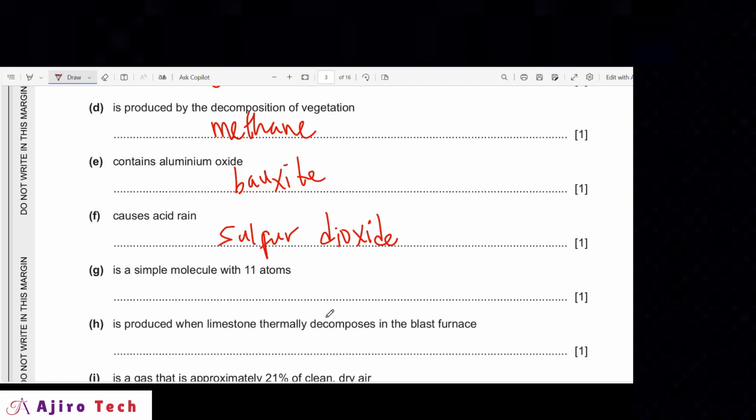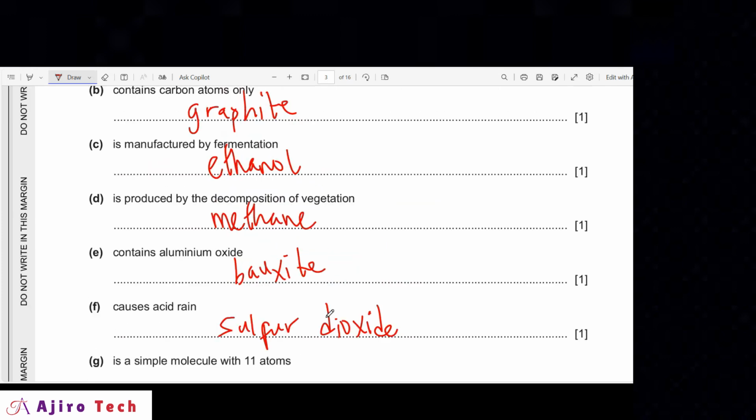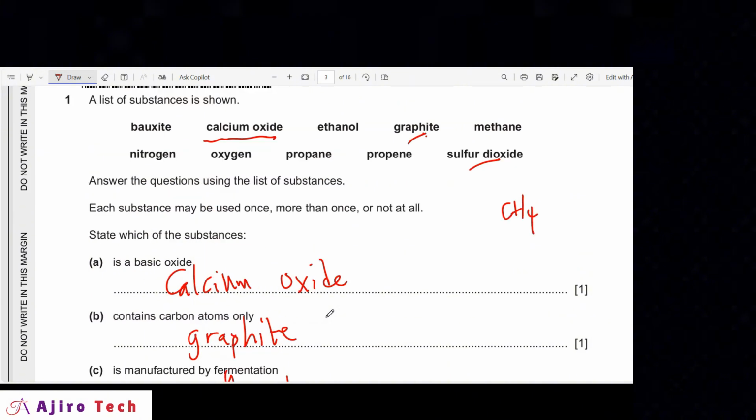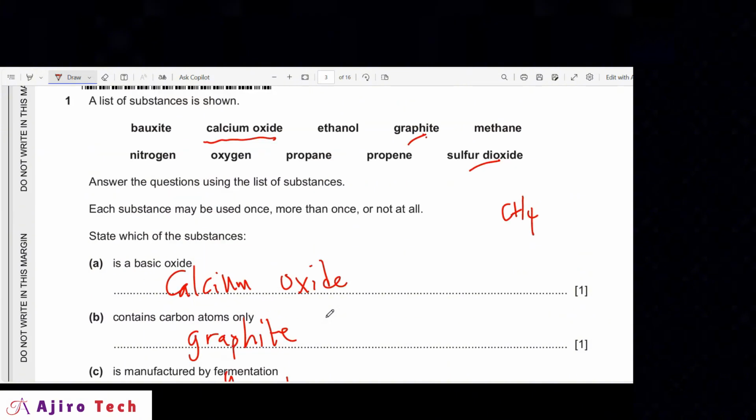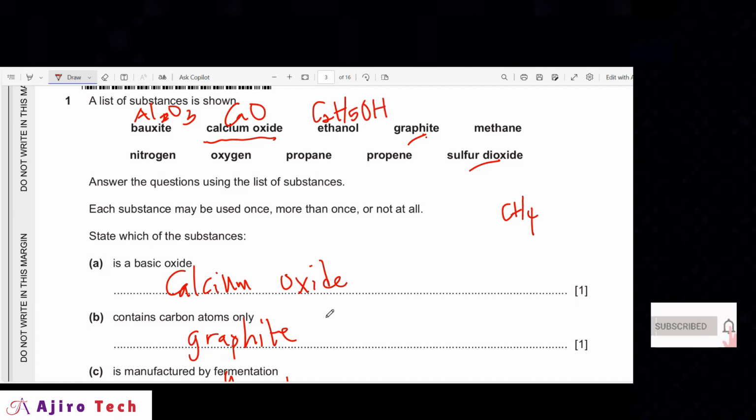And then which of them is a simple molecule with 11 atoms? Okay, so 11 atoms is quite a number of atoms. If you look at bauxite, of course, bauxite is Al2O3, so it's definitely not bauxite because there are just 5 atoms here. Calcium oxide is CaO, so it's definitely not this. Ethanol is C2H5OH, so we do not have 11 atoms here. We have 7 plus 1, 8 plus 1 here, 9. So it's definitely not graphite. It's not methane. We already said the formula of methane is CH4.